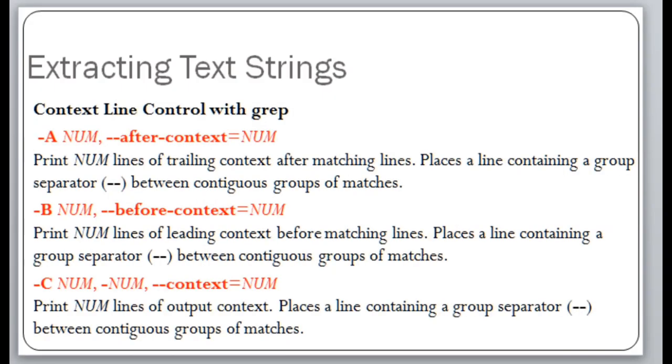So we can do a grep -A and a number, and we'll display the number of lines trailing the matched context. We can do a -B number, and it'll display the number of lines leading the matched line. And we can do a -C number, which will print the number of lines of output context.